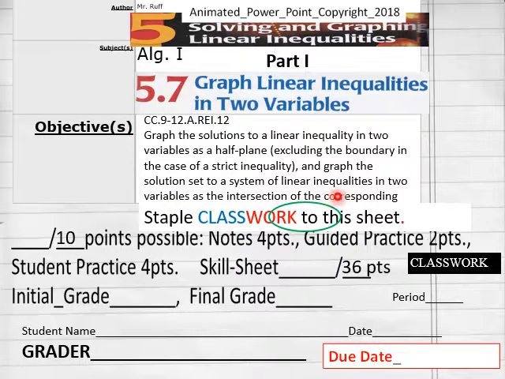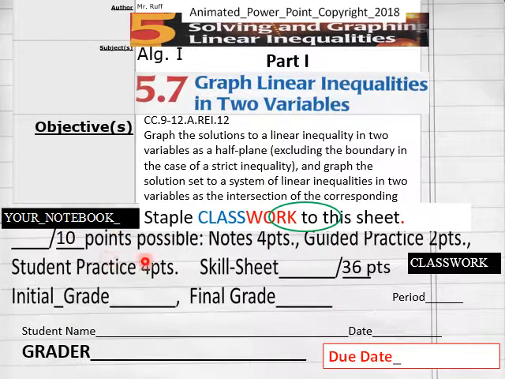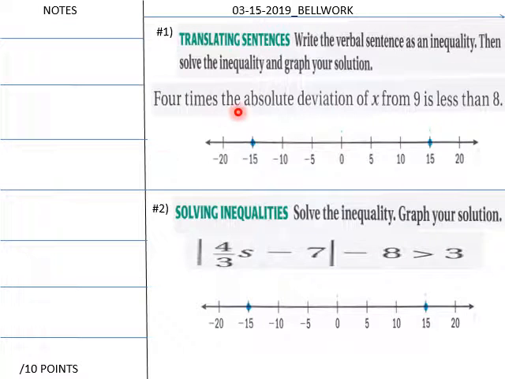Here is your standard. We have 36 points of classwork skill sheet, and then a 10-point notebook guide for this.